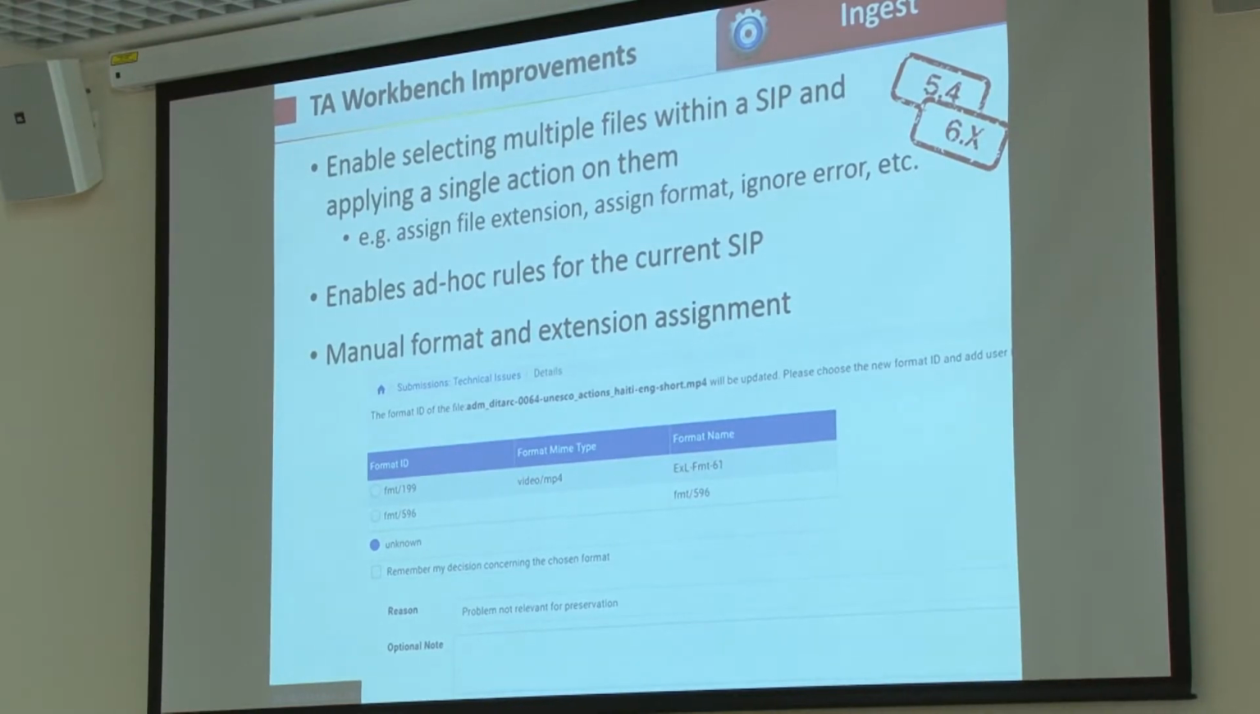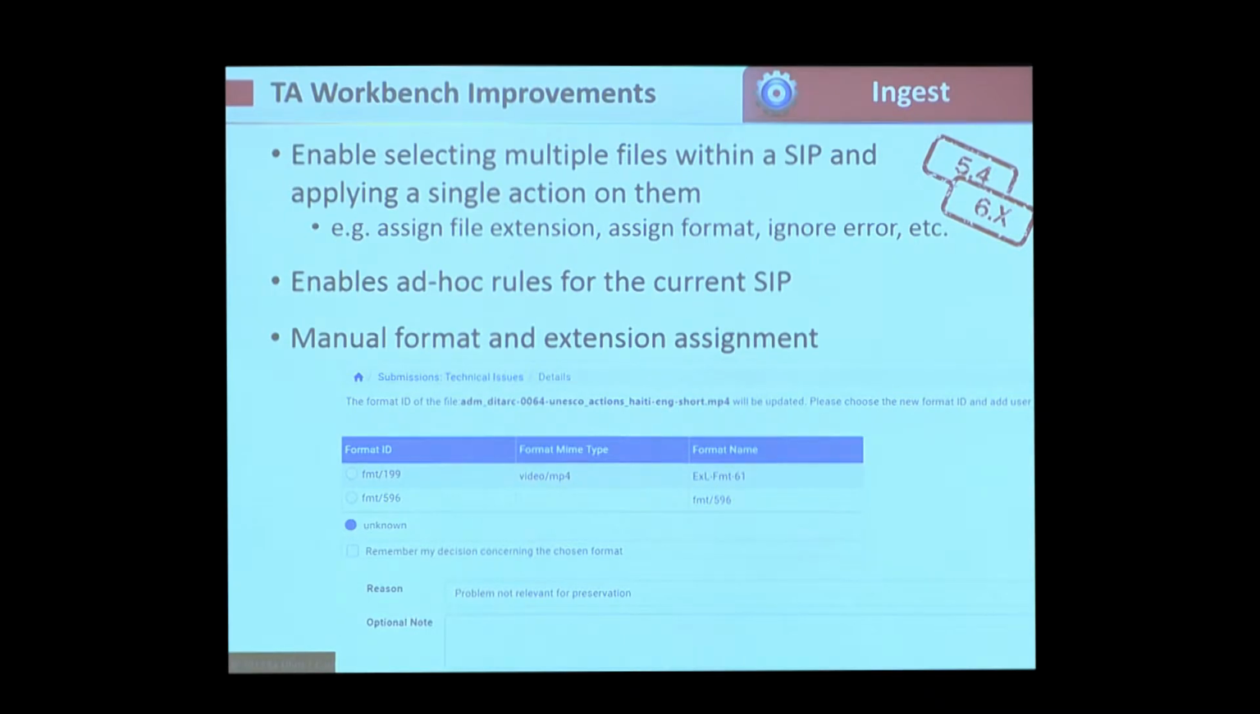this functionality we've been working on with the TA Workbench working group from the users basically enables you to do bulk operations on content in the TA Workbench. So, for instance, if you have a content file which failed in format identification, metadata extraction, or some other step, and you don't want to create a rule that will always be applied, but you just want to apply a change for this specific SIP, for instance to ignore the error or to automatically assign an extension, you'll be able to do this via the UI in a bulk operation on all the content that is part of the SIP without creating a rule. So it's sort of an ad hoc rule. And also the ability to manually assign a format and extension, not something suggested by Rosetta using our tools or our format library, but if you'd like to override the rule and manually assign one, you'll also be able to do this there.